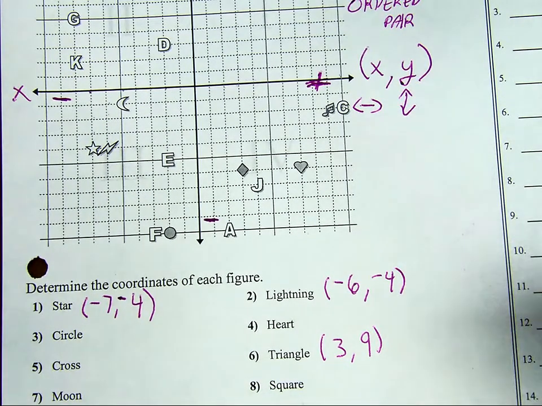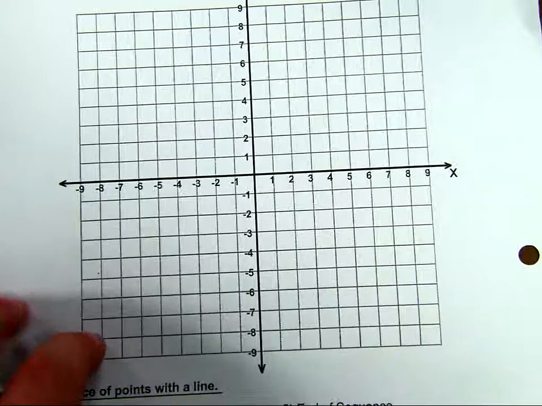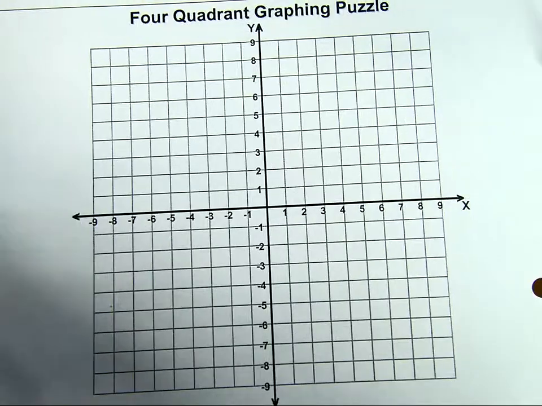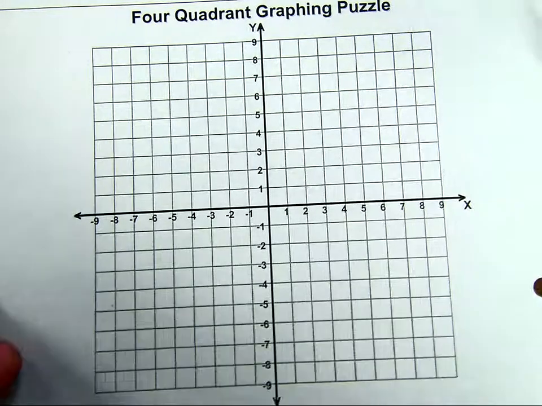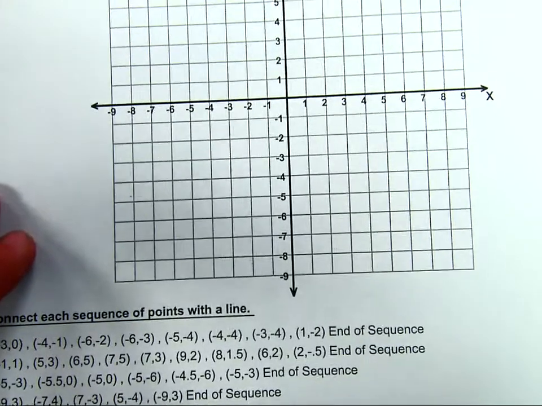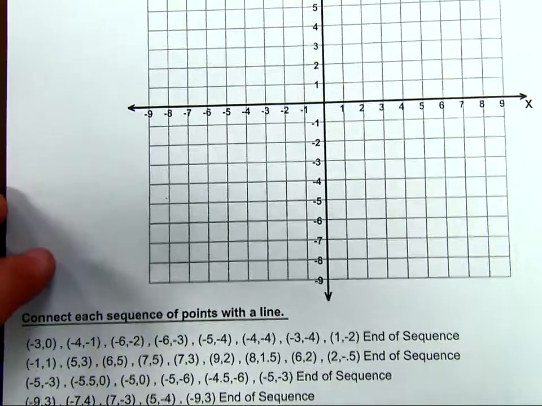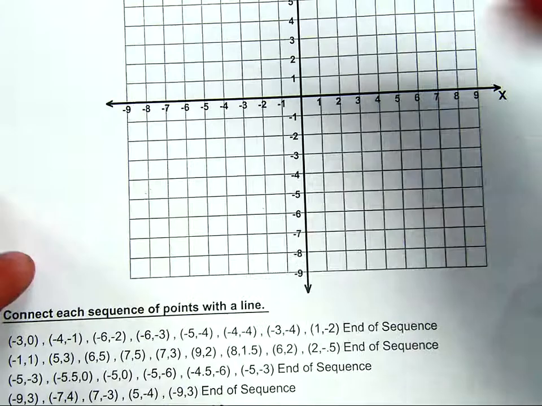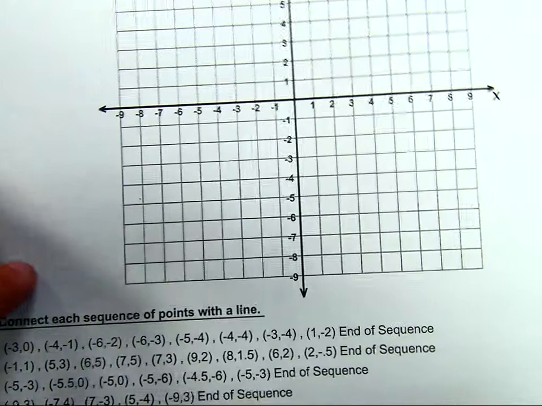Next, I'm going to show you how to do some stuff freehand. Given some values, how do I plot them? Right here we have a 4-quadrant graphing puzzle. At the bottom, they give me a bunch of coordinates to fill in. Normally, we'd be connecting these, but for the purposes of this, I'm just going to use it to plot.